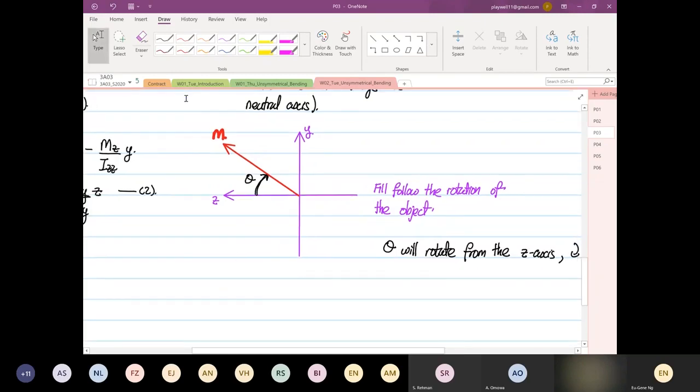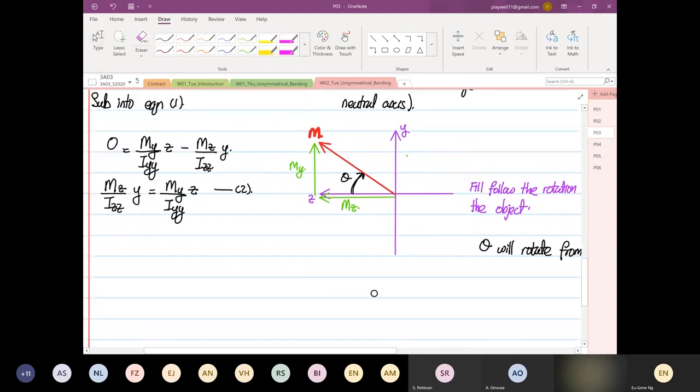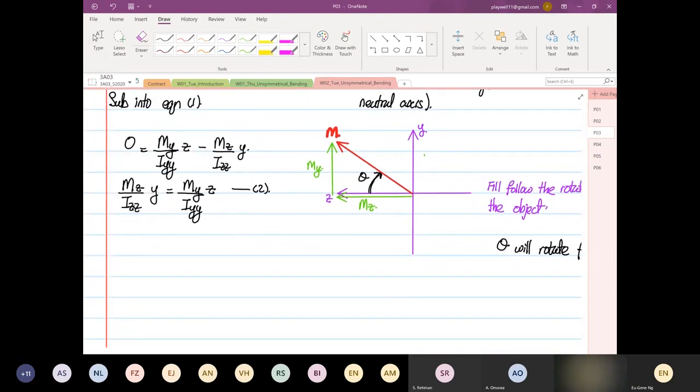So we are also aware that this will break down the moment into two components. This is your Mz, and then another one, this is your My. And then we have a relationship that we can form later on. I'll come back to this diagram later.